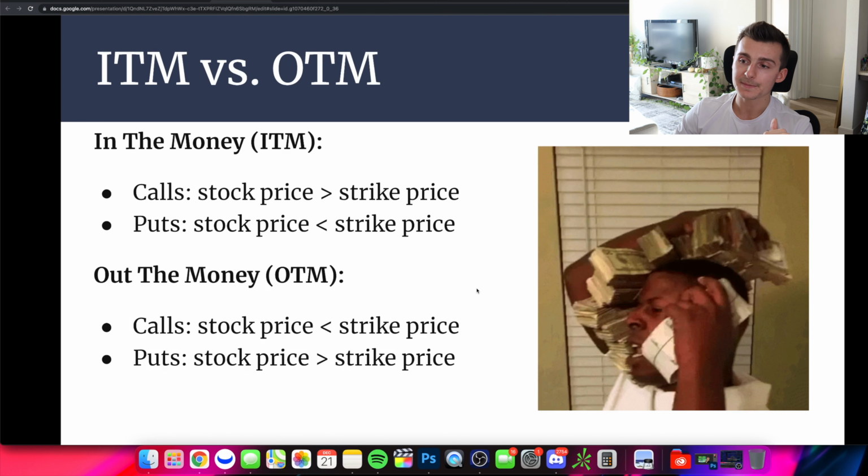So diving a little bit deeper, in the money versus out of the money, calls, okay? A call is in the money if a stock price is above the strike price, and out of the money in terms of calls if the stock price is below the strike price. Now on the put side, if a stock price is below the strike, you're in the money, and out of the money if the stock price is above the strike on the put side.